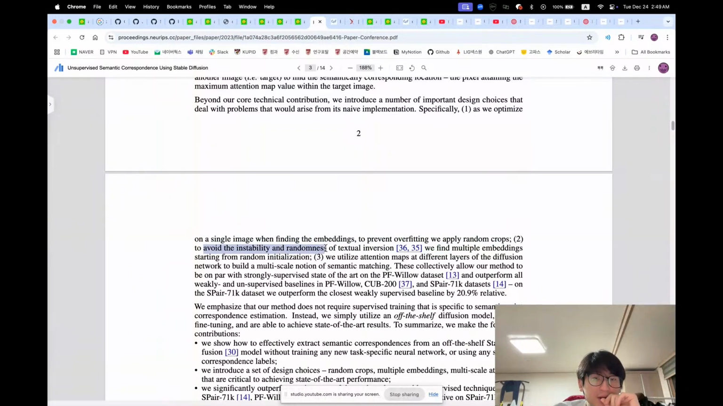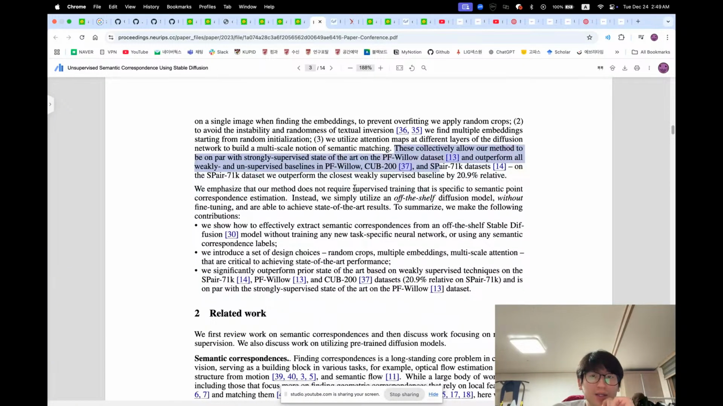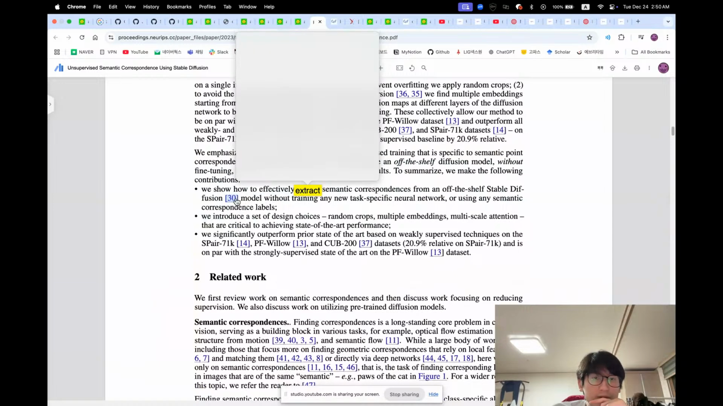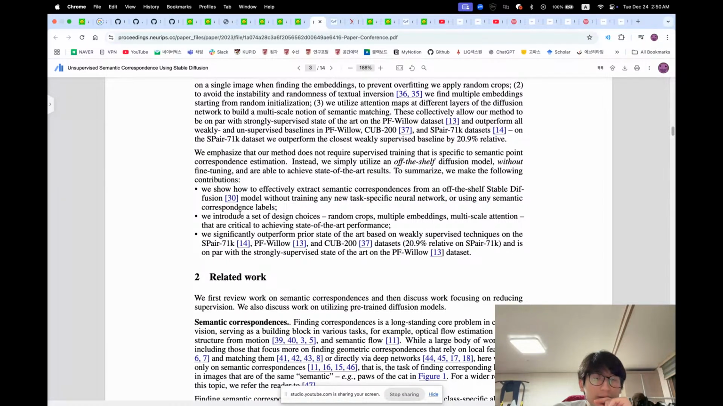With the instability and randomness of textual inversion, you find multiple embeddings that have random initialization. We emphasize that our method does not require training or fine-tuning, meaning it uses an off-the-shelf diffusion model without fine-tuning. So they're using a diffusion model, what's called LDM.